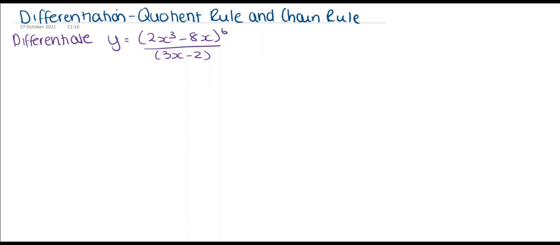Okay, so we've got differentiation, a quotient rule and a chain rule. So we're asked to differentiate. How do we know that we're going to have both? Well, we can see that we have one function divided by another, so we're going to use the quotient rule. And we can see we have inside terms and outside terms, so we need to use the chain rule.